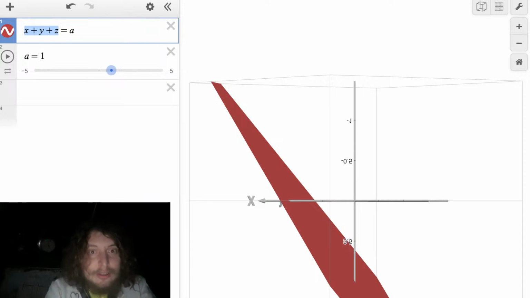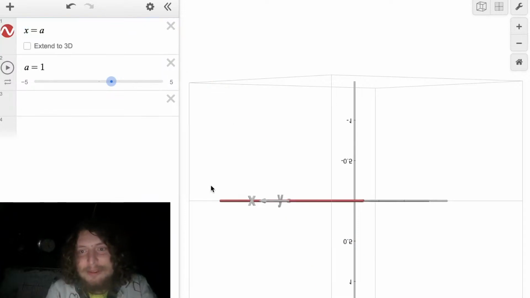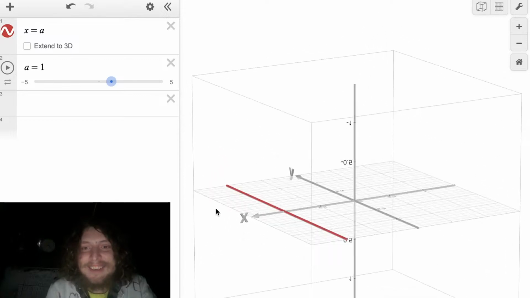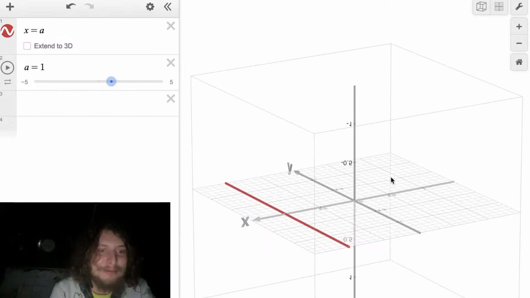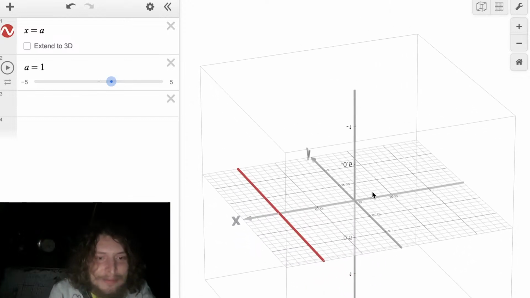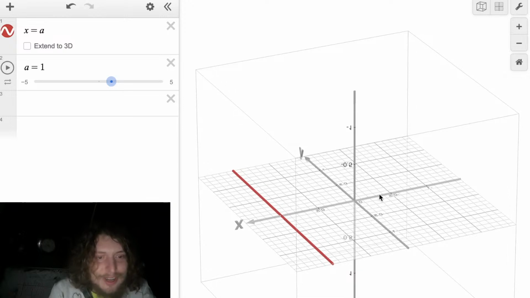Now, I could even say like x equals 1, but then I just get this line. We don't really need 3D for that. Like, I can do a 2D equation and just have it on this thing, but then I might as well have been in 2D. So, various thoughts.